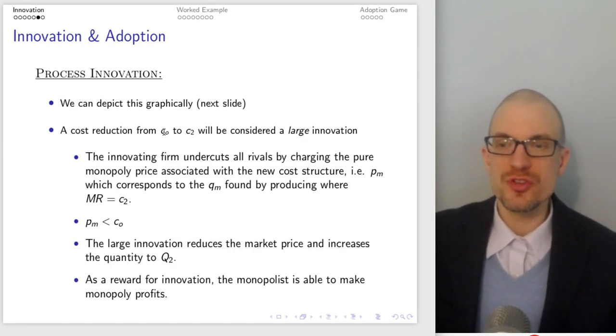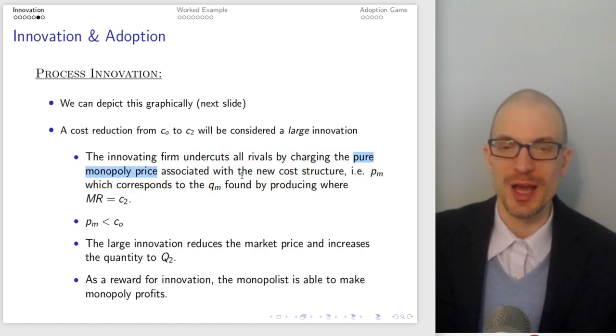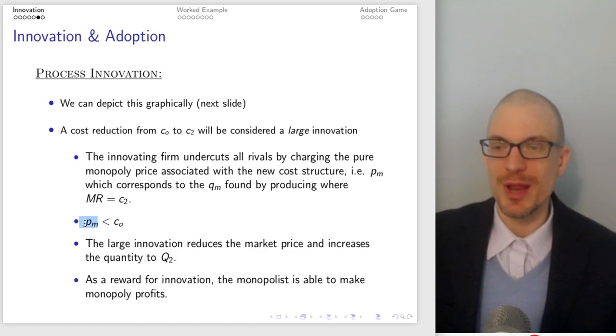A cost reduction from C0 to C2 will be a large innovation. This innovating firm undercuts rivals charging the pure monopoly price, the single price monopolist, right? This monopoly's price corresponds to that quantity where marginal cost equals marginal revenue. What's happened? The monopoly price is below everybody else's price.